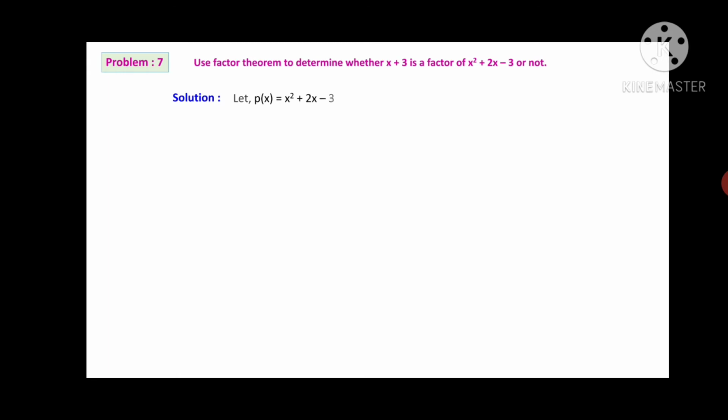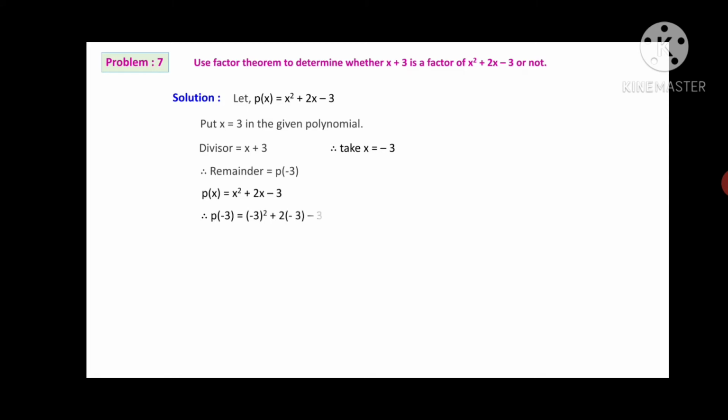Let p of x is equal to x square plus 2x minus 3. The divisor is x plus 3. Therefore, we can take x is equal to minus 3, and the remainder is p of minus 3. Therefore, p of x is equal to x square plus 2x minus 3.